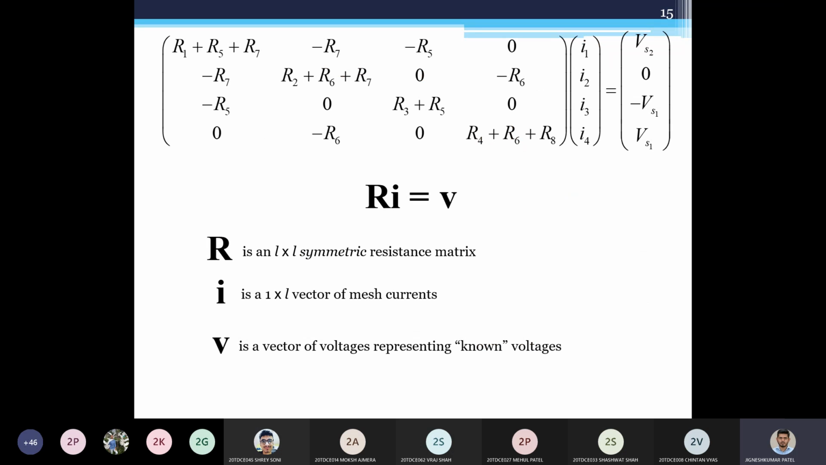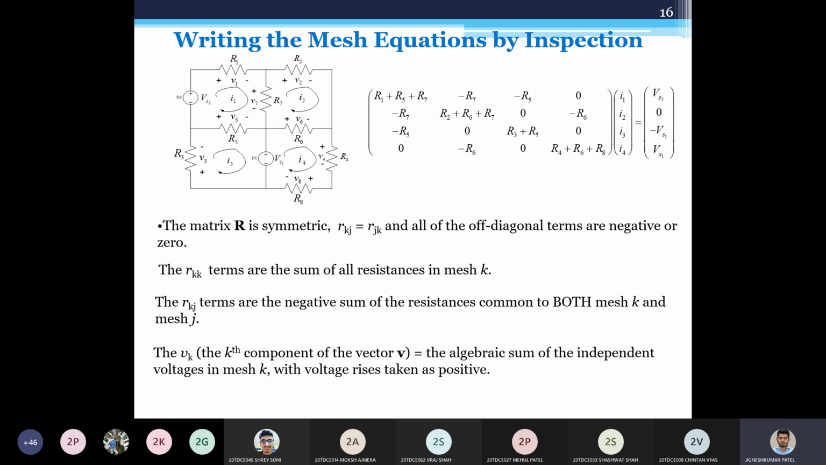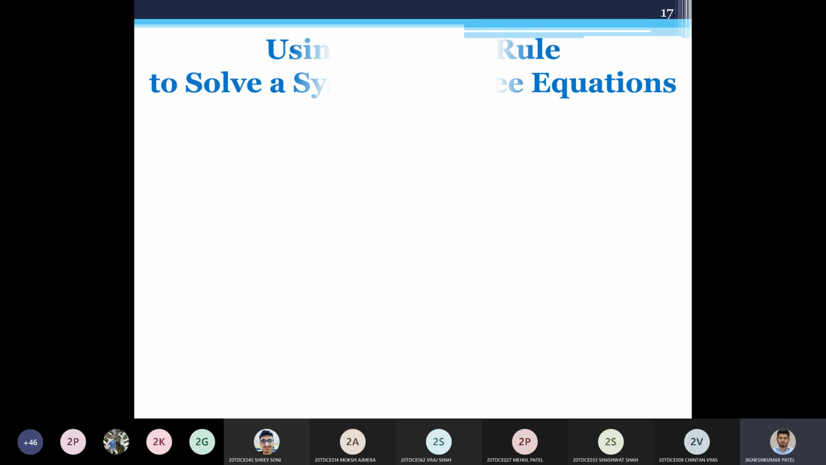So this is the matrix R I equal to V, but in matrix form. What would be the size of R? The size of R is always L by L. What was L? L was the number of meshes available in the network. What would be the size of I? L by 1. And the vector V is the known voltages. Known voltages are the voltages acting as voltage sources. These are some insights.